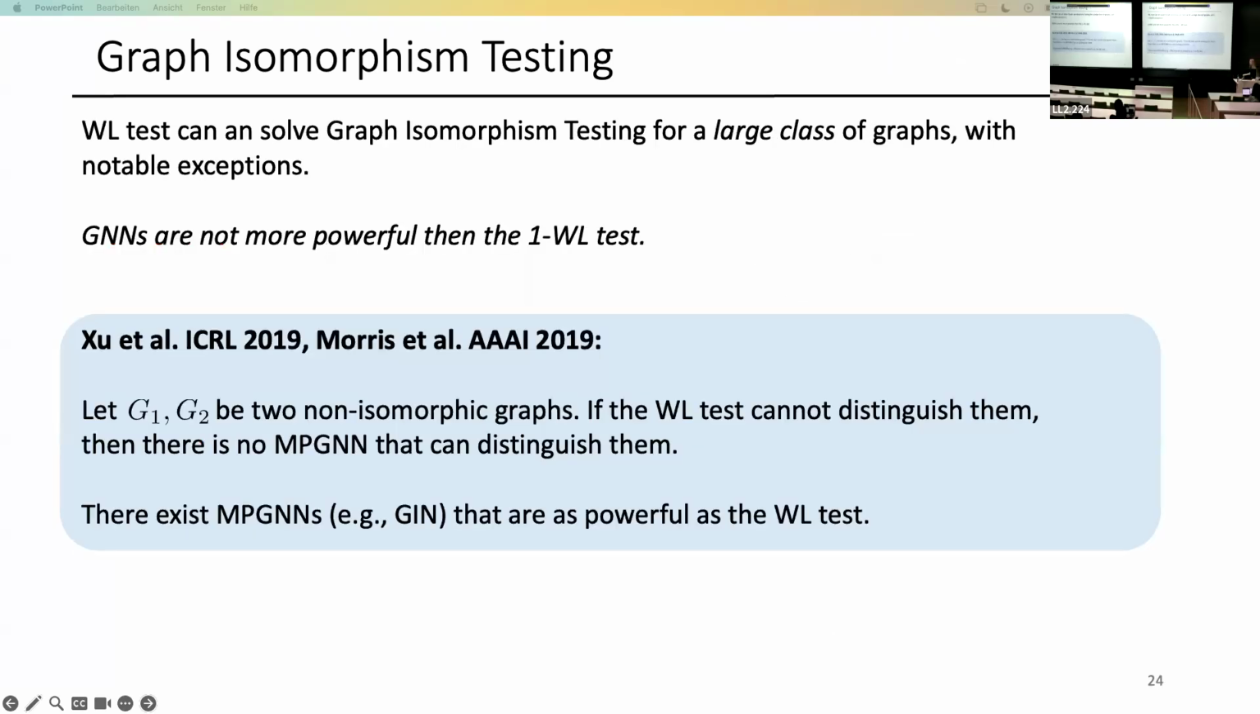So this is a landmark result in graph machine learning, or two papers that came at about the same time, by Xu et al. and Morris et al., that showed this connection between the Weisfeiler-Lehman test and message passing graph neural networks, and were thereby able to characterize the limitations in representational power for message passing graph neural networks.